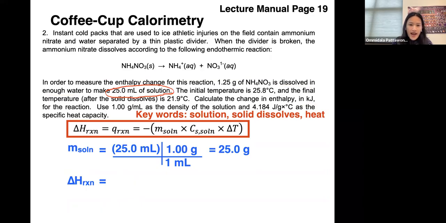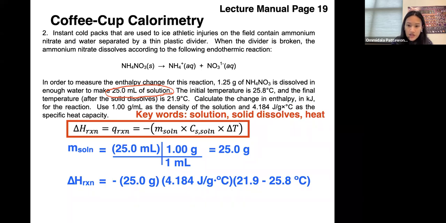All right, now after we know the mass of the solution, because we're looking at the solution, all you need to do is use the mass of the solution multiplied by the specific heat that is given, and then multiply by the temperature change. Think about this temperature that you are looking at: it is decreasing, right? It's going from about 26 to 22. So it's decreasing. Therefore, in this case, the system is absorbing heat from the surroundings. That's why the temperature dropped.